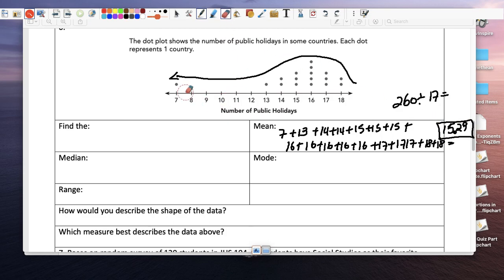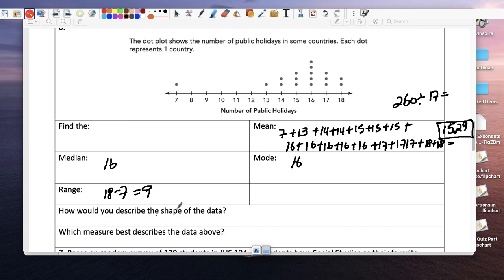Okay. The median, the number in the middle. So again, if we cross one from each side and keep walking, one from here, one from here, and obviously the median is 16. The mode is the peak here, and the peak is 16. What's the range? The range is 18 minus 7, which is 11.